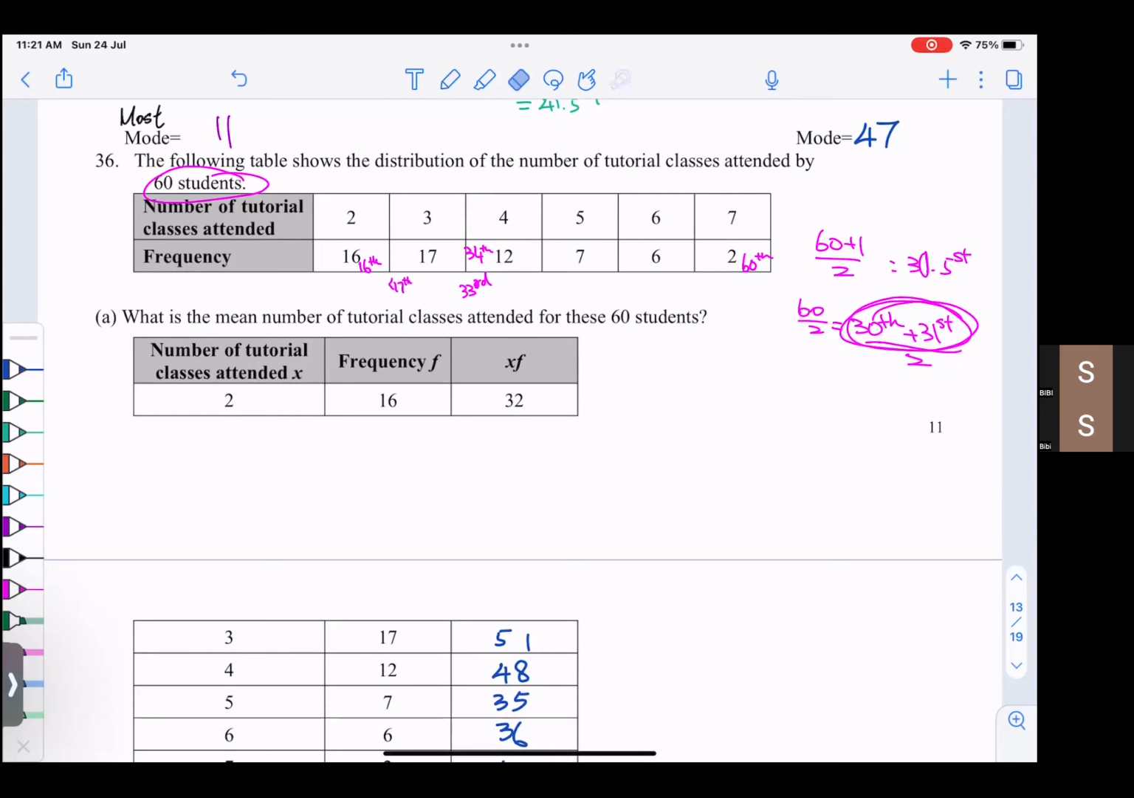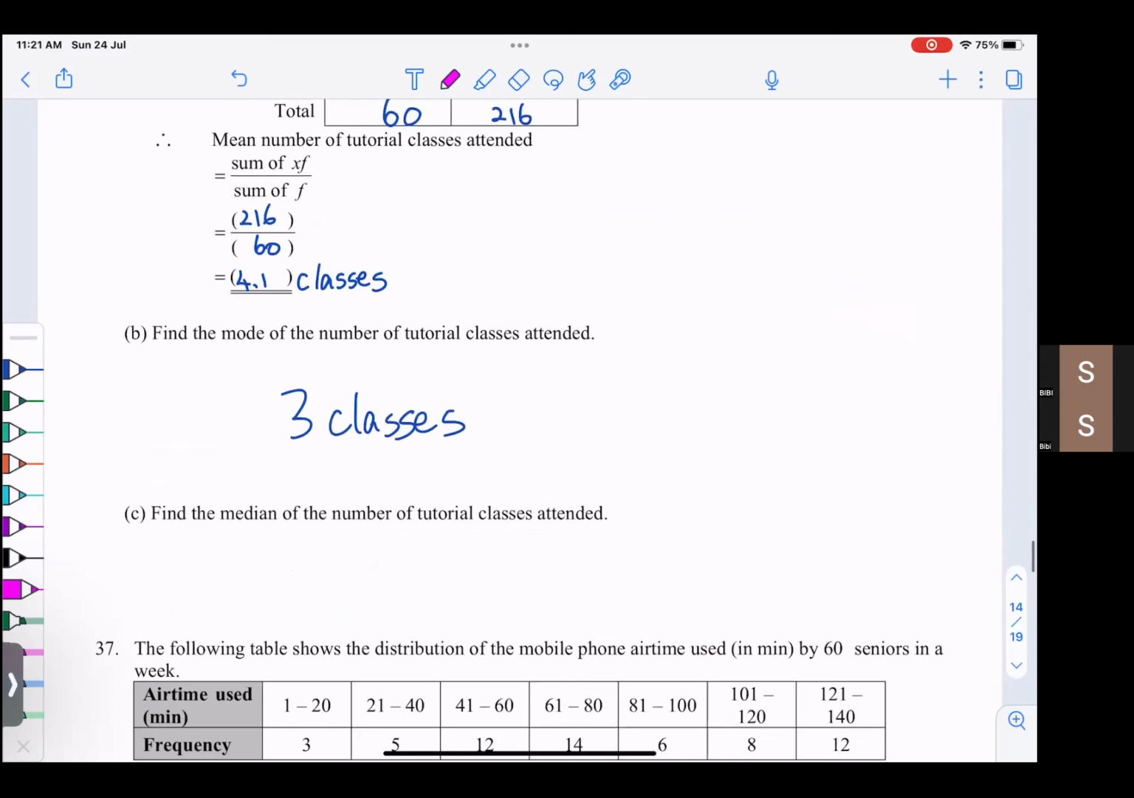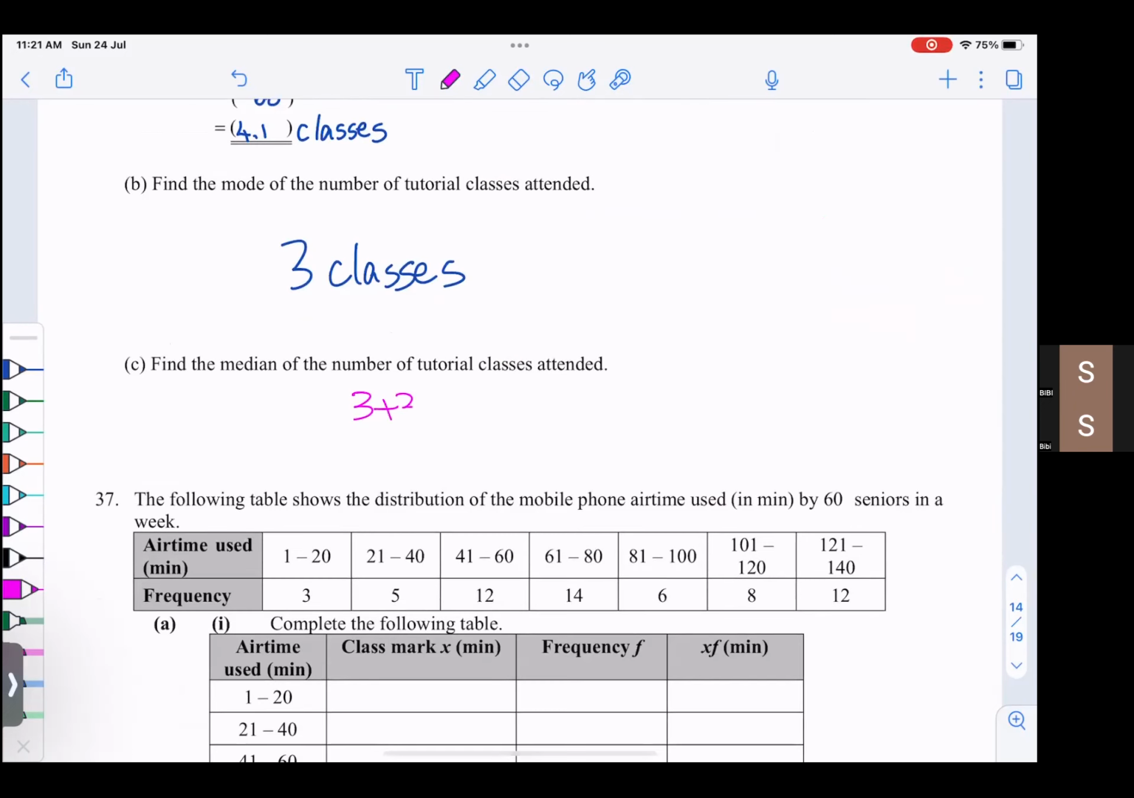So where is the 30th and the 31st? Both are in these 3 classes. So you will be doing 3 plus 3. Actually, you don't have to. You just know that it's all here, so you just write 3 classes.